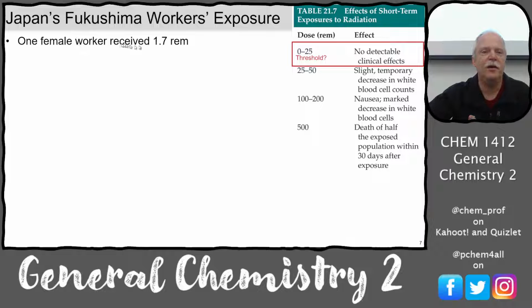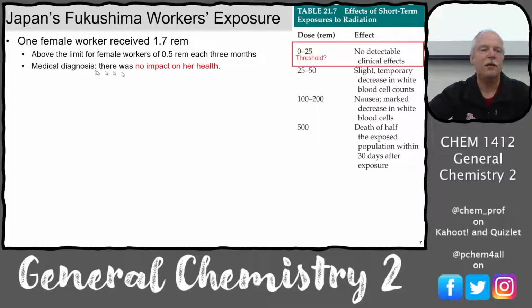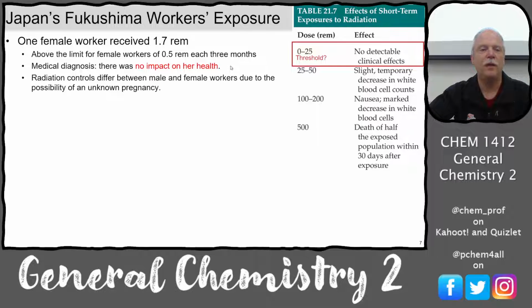And one female worker received 1.7 rem. Remember, the detectable clinical effects kick in at 25 rem. Okay? That's above her limit for the 3 months, okay? 0.5 rem. So she's burned up for most of the year, okay? Medical diagnosis, there was no impact on her health. So they followed her. Her dose meter told them she had 1.5 rem.